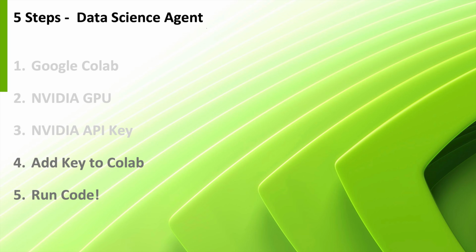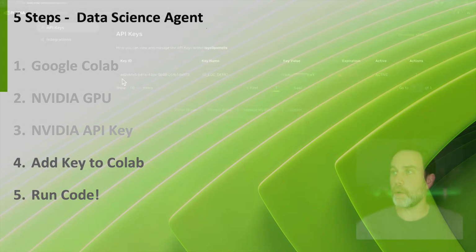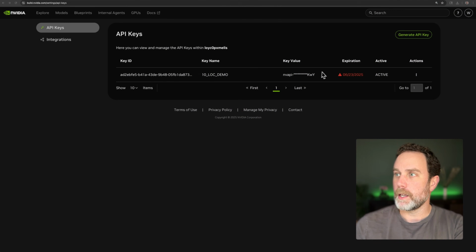All right, we're on step 4. Step 1 was creating our Google Colab notebook. Step 2, we spun up our NVIDIA T4 GPU in that Colab notebook. Step 3, we went and got our NVIDIA API key so that we could use an LLM. And now step 4, we have to take that key, that NVIDIA API key, and integrate it into our Colab notebook. And it's actually really pretty simple.